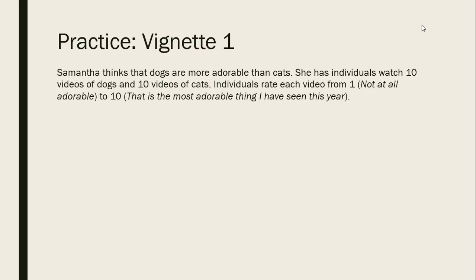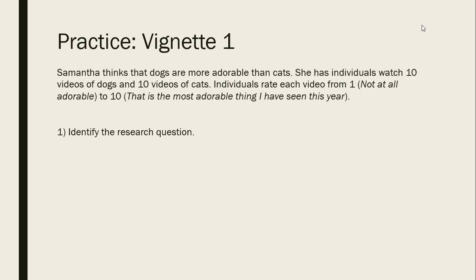So look at this first research scenario. Samantha thinks that dogs are more adorable than cats. She has individuals watch 10 videos of dogs and 10 videos of cats. Individuals rate each video from 1, not at all adorable, to 10, that's the most adorable thing I've seen this year. Don't ask Dr. Bird about measurement issues. My guess is this scale wouldn't be exactly valid, but it's cute and I'm going to keep it.